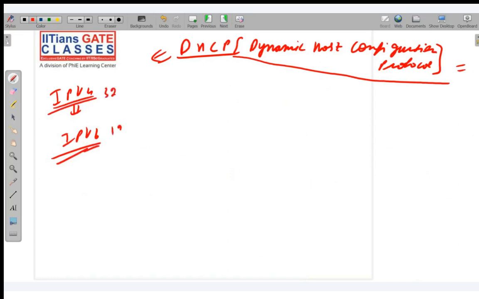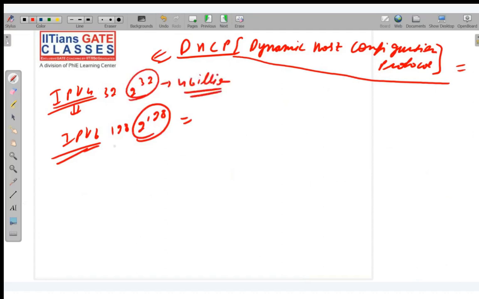IPv4 is 32 bits and IPv6 is 128 bits. 2 power 128 is a very big number. 2 power 32 is actually very big also. No doubt, it is 4 billion. 4 billion is a very big number, but 2 power 128 is very high.